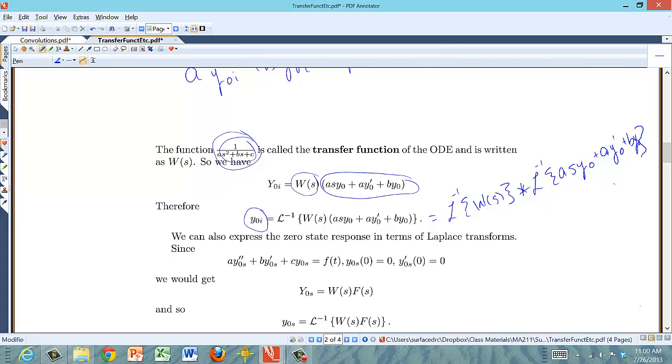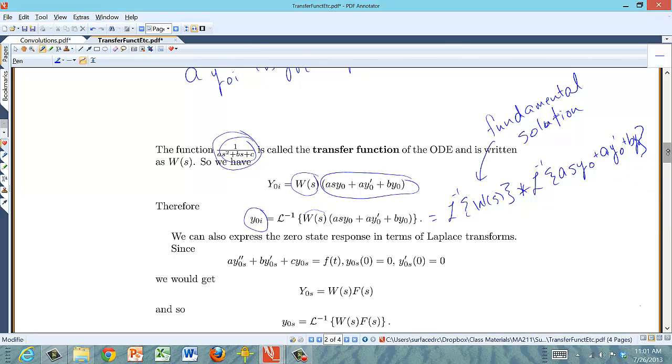Okay? And then this guy also has a special name. This is called the fundamental solution, but I don't think we'll talk about that in this class. Just for your knowledge, the inverse Laplace transform of the transfer function is called the fundamental solution. So we've just written down the zero input response. You can think of it as the inverse Laplace transform of the transfer function times something involving the initial conditions.